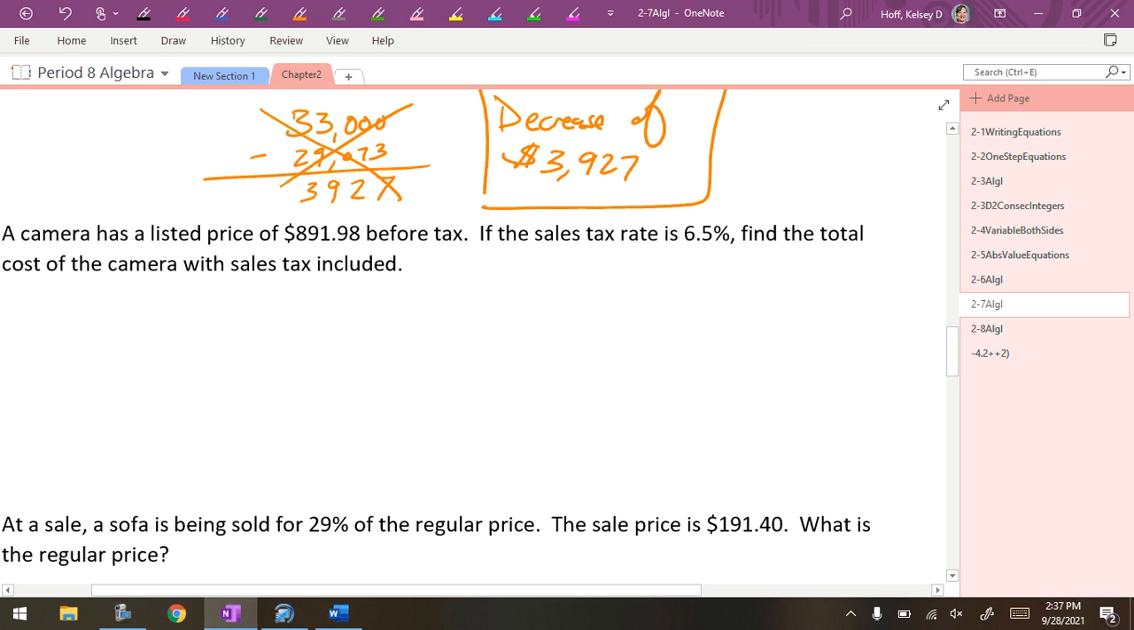Tax. How many times do you go to the store and you're like, oh yeah, I have enough money, and then you get up to the cash register and you're like, God, I'm 20 cents short.